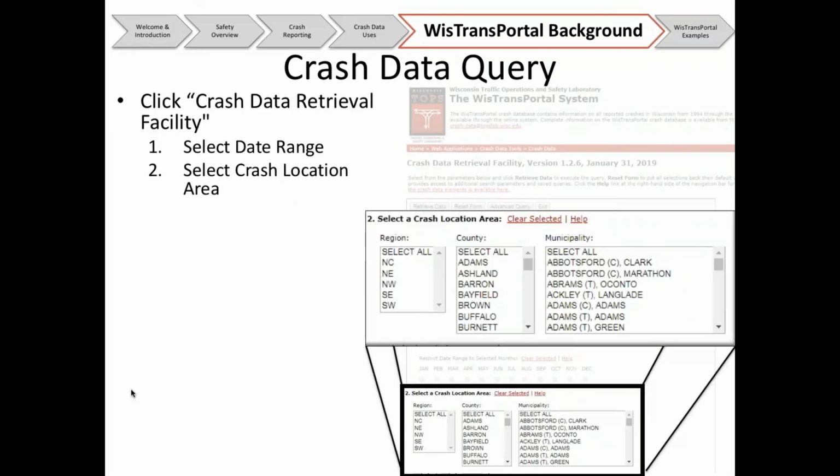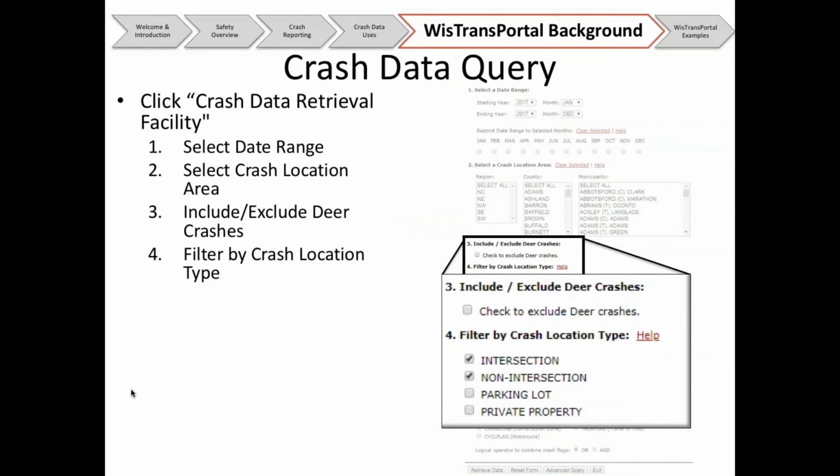So after we've done that, we're then going to decide if we want to exclude deer or include deer crashes. A lot of times it's been looked at to say we can't always control where the deer are crossing. So from an engineering perspective, maybe we want to exclude the deer crashes to focus more on how drivers are driving that roadway or some of the human factors associated with it.